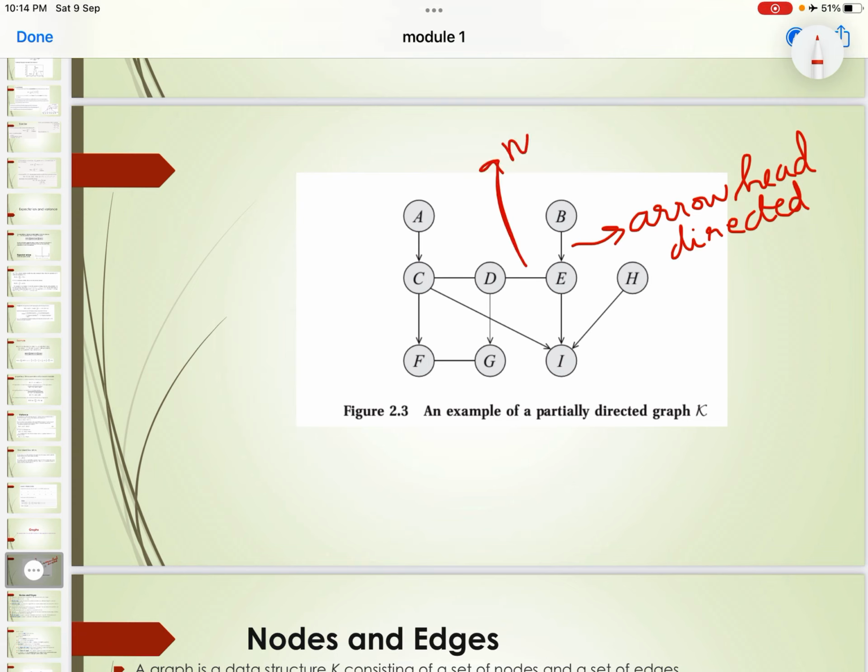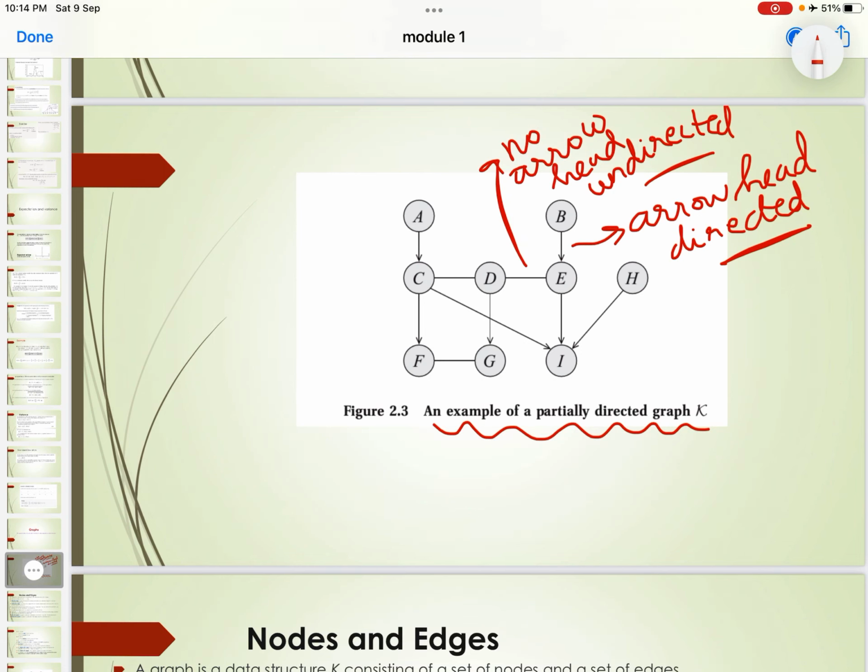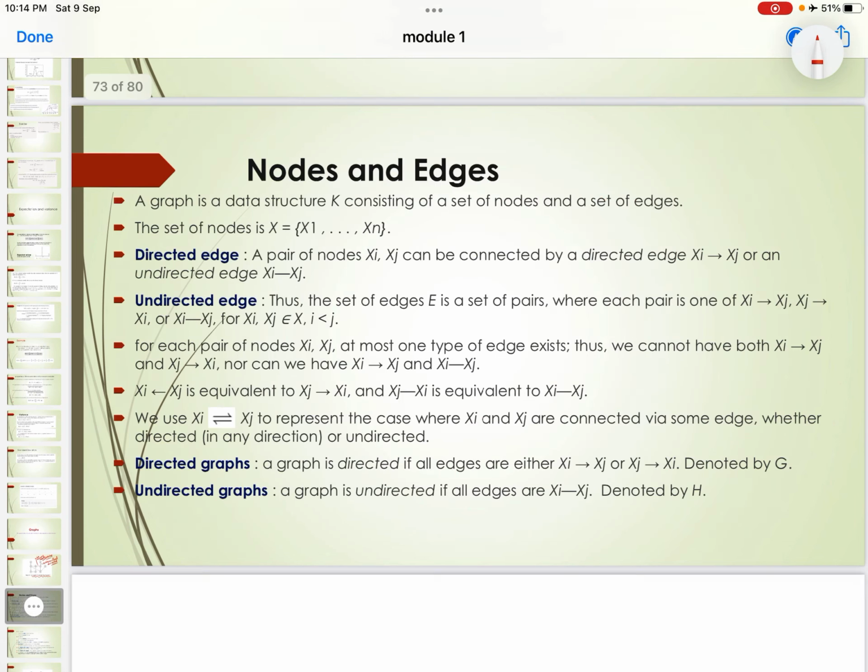But from D to E you have no arrowhead, which means it is undirected. So this is an example of a partially directed graph, because where there are no arrowheads, some of the edges are undirected and some of them are directed, so we say it is a partially directed graph.